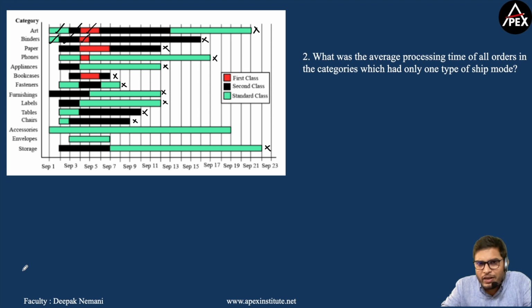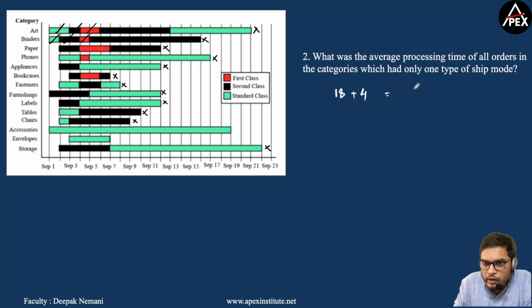Now to find the average processing time of all the orders in these two categories, we need to first find the sum of the processing times of all the orders in these two categories divided by the total number of orders in these two categories. Now we have only one order of accessories which was booked on September 1st and dispatched on September 19th. So the processing time is 18 days, plus the booking was made on September 3rd and dispatched on September 7th. So processing time was 4 days.